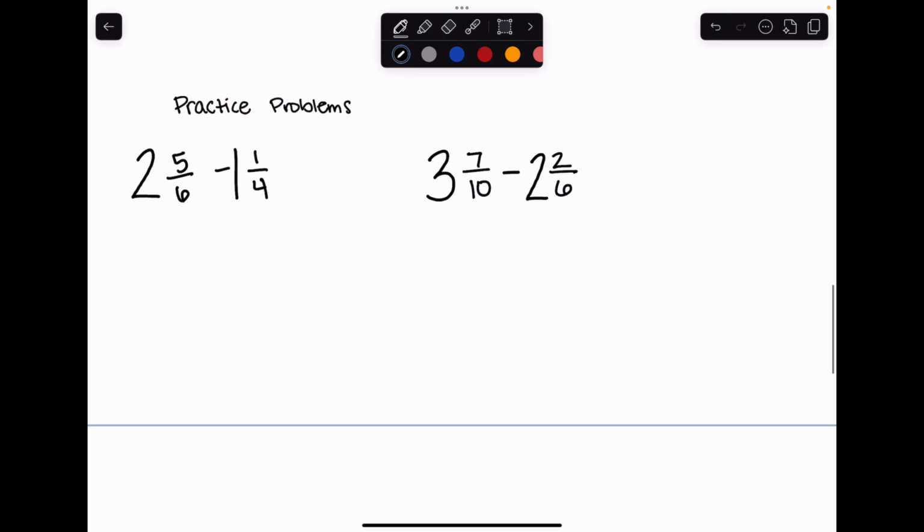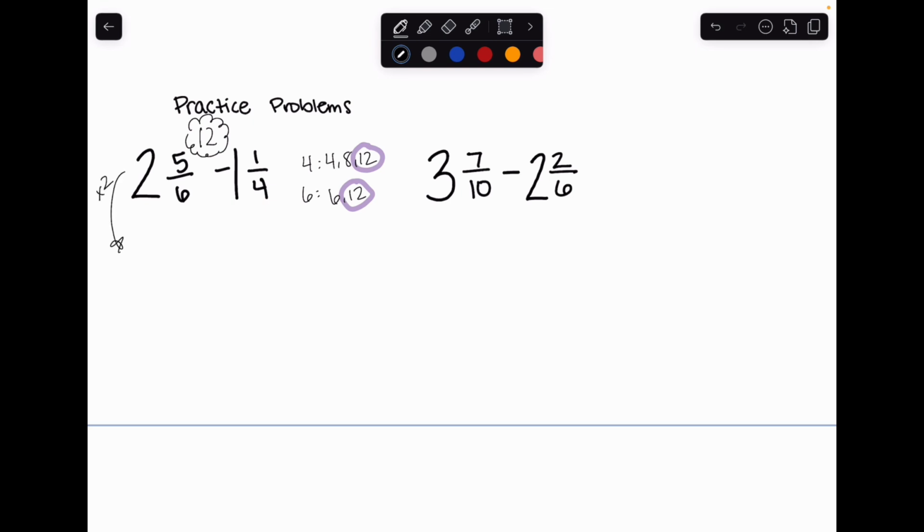All right, I've got some practice problems here. Go ahead and pause the video, solve these on your own, and then come back and check if yours matches mine. So for this first one, I have 2 and 5/6 minus 1 and 1/4, and I need to figure out my least common denominator. So I'm going to skip count my numbers, and I see a 12 in both lists. So 12 is going to be my least common denominator.